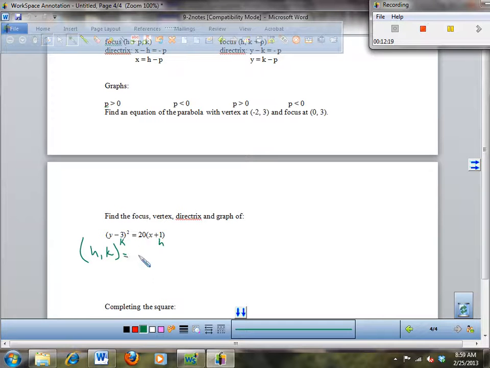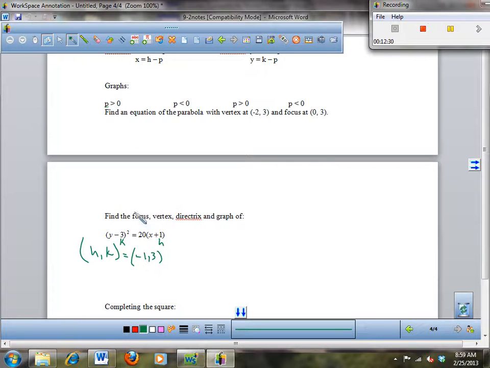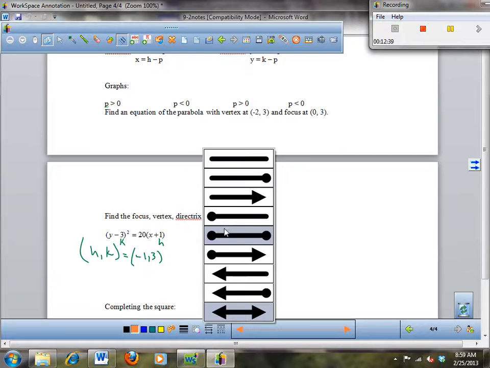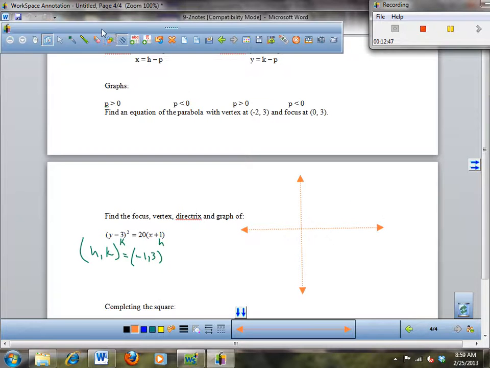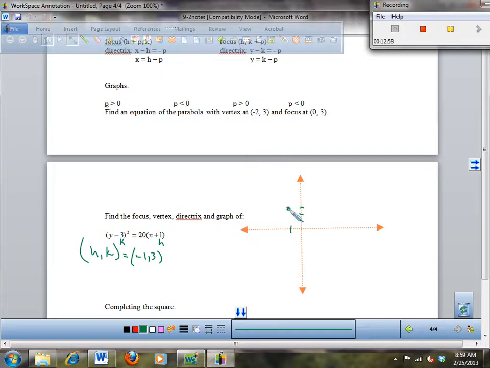So (h, k) is (-1, 3), right? So far. The way I would do it, since it says find the focus, vertex, directrix, is to first try to sketch a graph of it. That's what I always try to do, because I'm more of a visual learner. So if I were going to do this, I know that the vertex is at (-1, 3), so I go back 1 and up 1, 2, 3, and put a point there.